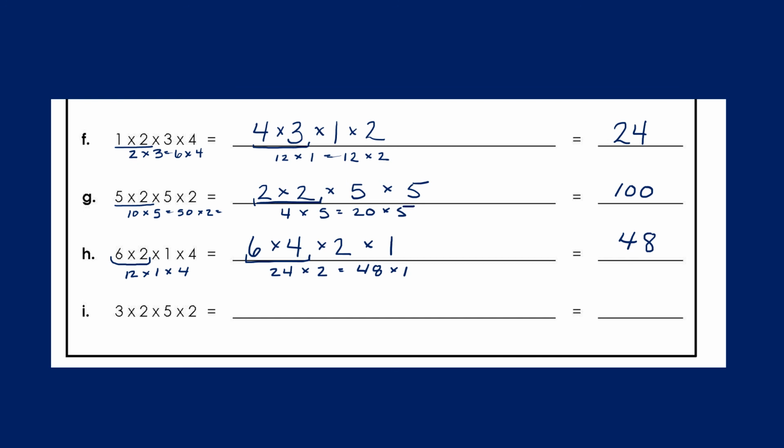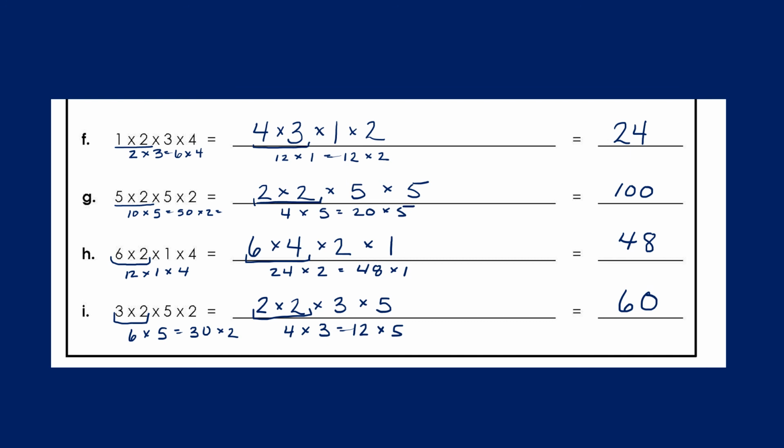3 times 2 times 5 times 2. 3 times 2 is 6, times 5 equals 30, times 2 equals 60. Or I could do 2 times 2 times 3 times 5. 2 times 2 is 4, times 3 equals 12, times 5 equals 60.